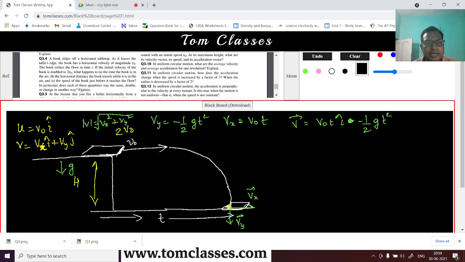So can we have an idea about the height? What is being asked is that if the initial velocity of the book is doubled, what happens to the time the book is going to be in the air? Since the height is the same, if you double this also, the height is going to be determined by h equals the initial velocity on the y direction, that is 0, minus half gt square.